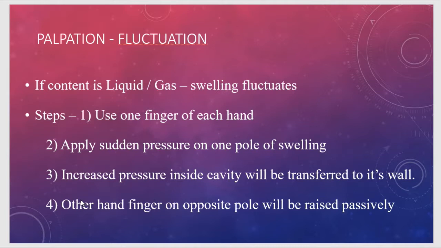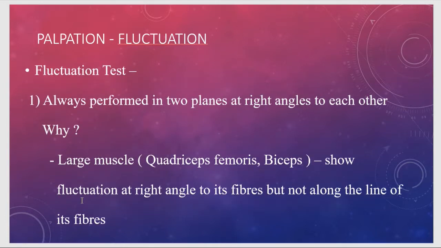If a swelling is there, we are supposed to use one finger of each hand on both the poles of the swelling, and we are going to apply sudden pressure on one pole of the swelling. That will generate a pressure wave, and the increased pressure inside the cavity will be transferred to its wall throughout, and the other hand's finger on the opposite pole will be raised passively. It means the fluctuation test is positive.